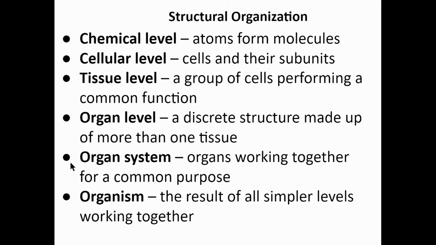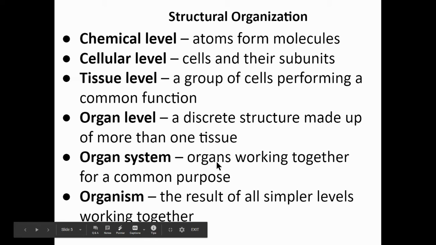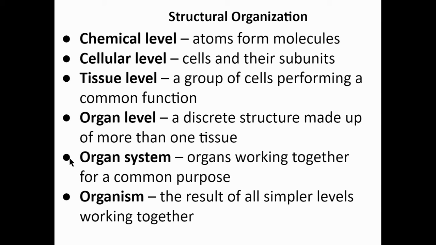And so, for example, the digestive system is composed of your esophagus and your stomach and your small intestine, your large intestine. And all of those organs work together for one common purpose, which is to digest food and absorb water and nutrients in order for us to stay alive. We have lots of organs. We have 11. We'll talk about those next.